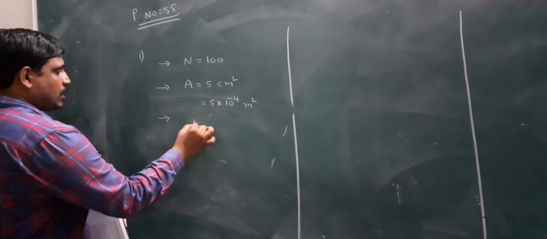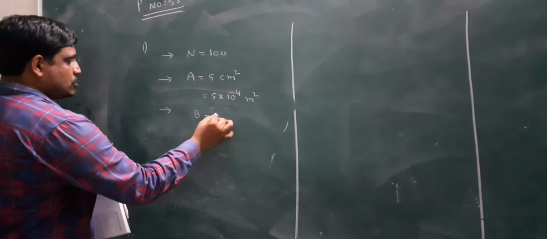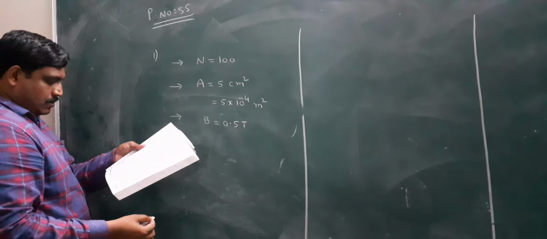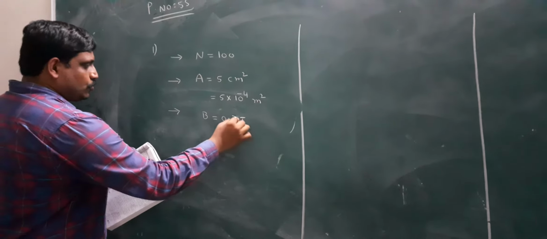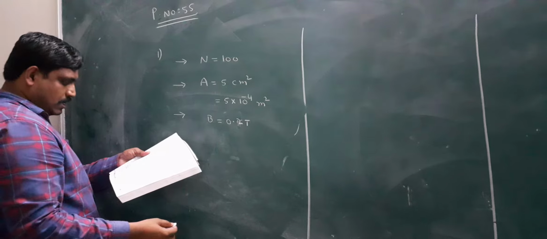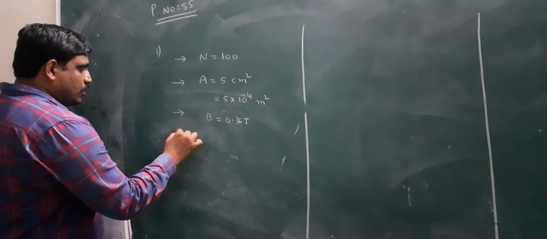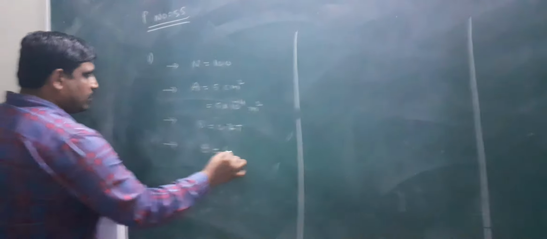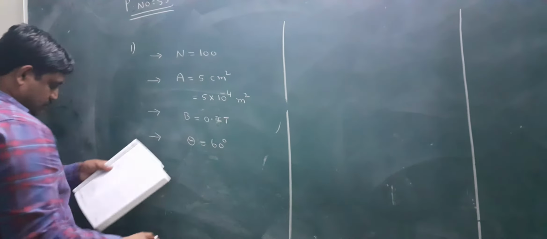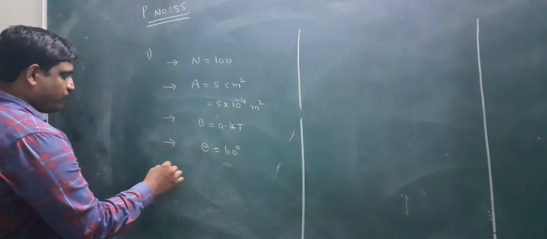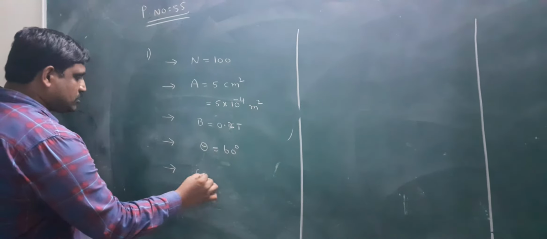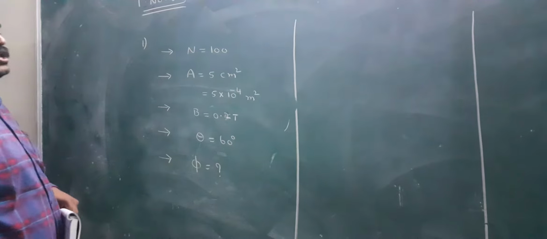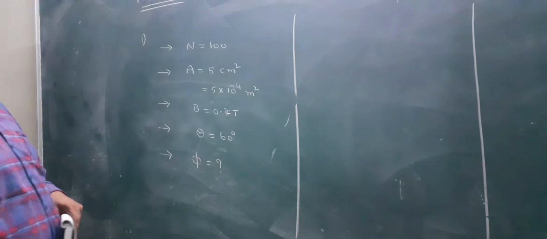Here, the magnetic field induction is 0.5 Tesla. Sorry, 0.2 Tesla. Here, the angle between B and A is given as 60 degrees. Find the magnetic flux linked in the coil.